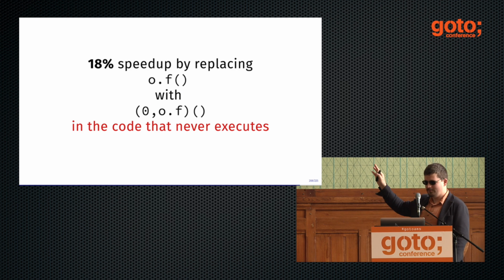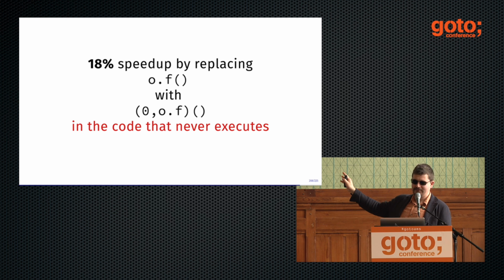Just to summarize, somehow we sped up the code by 18% by replacing the method call with some strange stuff that looks like a person whose one eye had something strange happen to it, in code that never executes, and we sped up everything.